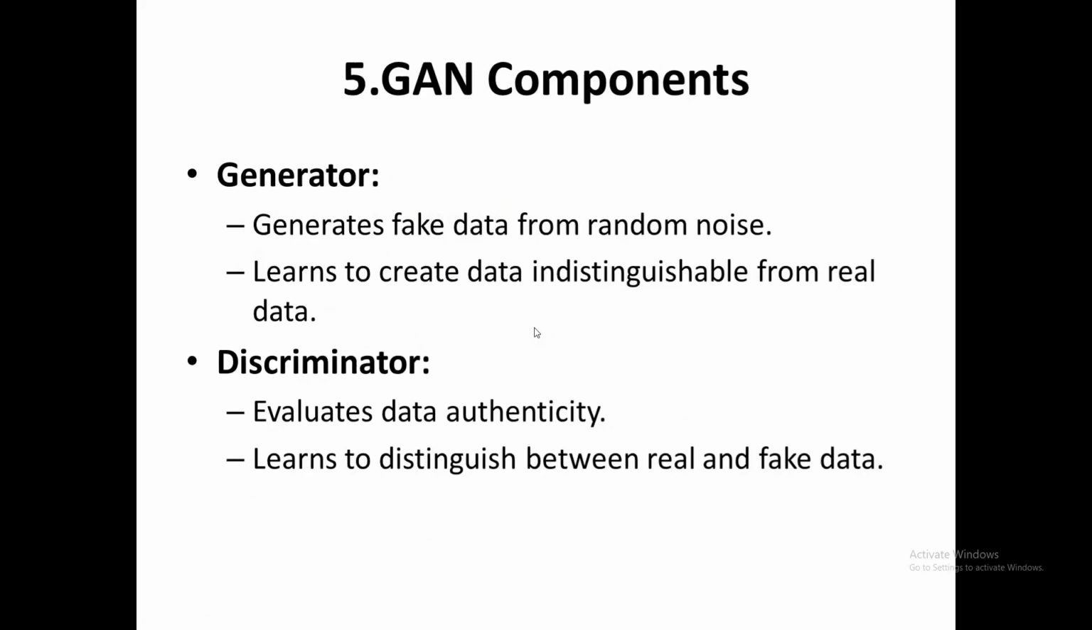Then the GAN components, we already discussed, there are two components, the generator and the discriminator. The generator takes data from random noise and learns to create data indistinguishable from real data. The discriminator evaluates the data authenticity and learns to distinguish between real and fake data.